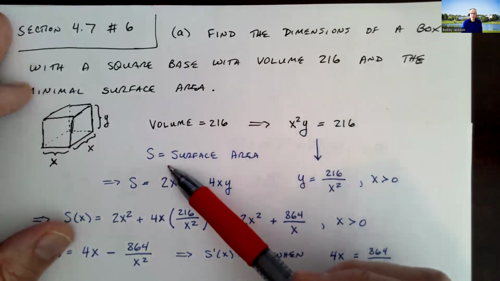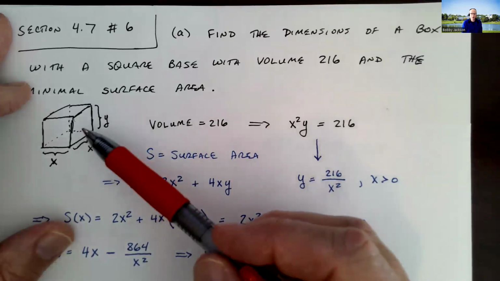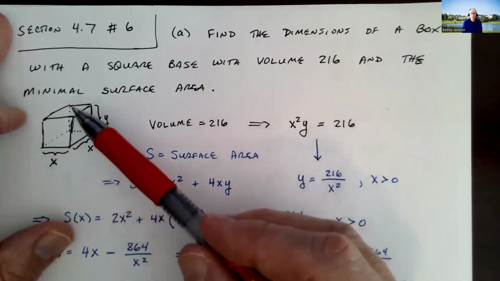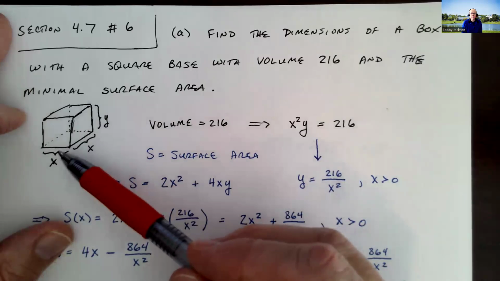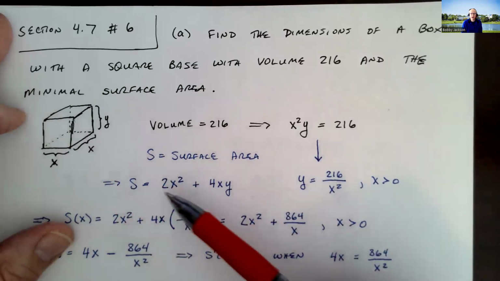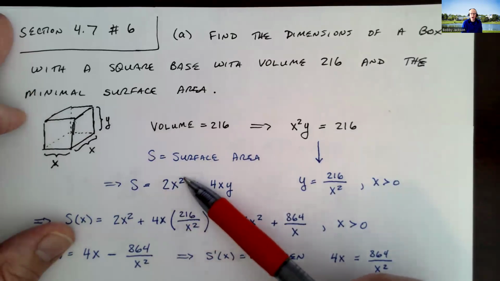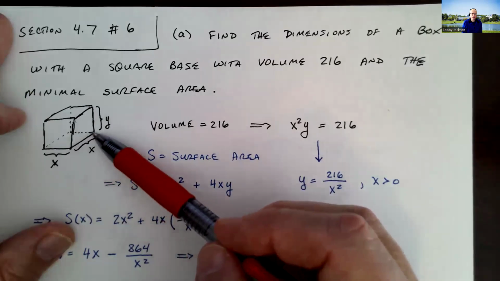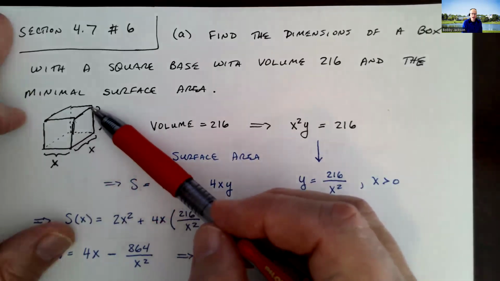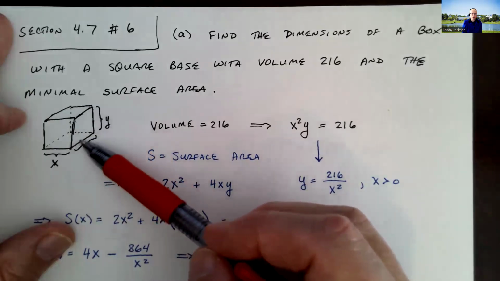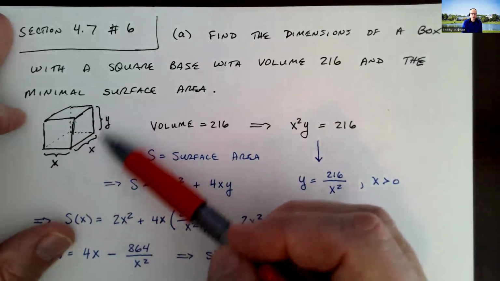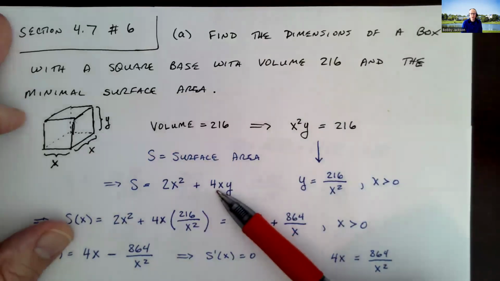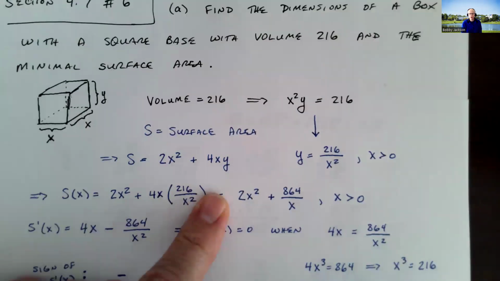So if S is the surface area, we want to minimize that. What is the surface area? Well, there are 6 surfaces on the box. The top and bottom are both squares, so their area is X times X, or X squared. So I've got 2X squared for the top and bottom. The sides, notice they're rectangles. The length is X, whereas the height is Y. So it's a rectangle. Length times height is X times Y. But there's 4 of them, right? So it's 4 times XY. So there is the surface area formula.